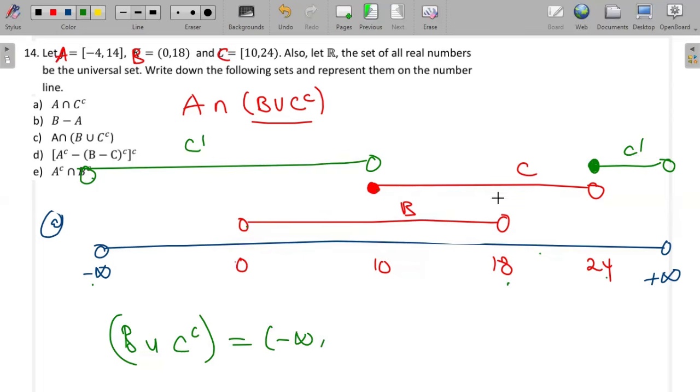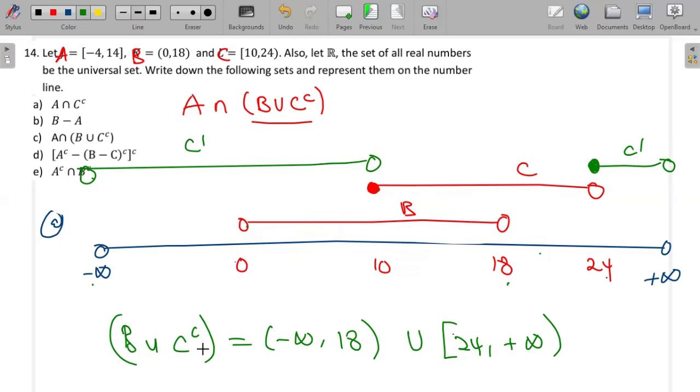So B union C complement, the first part, will be from minus infinity, comma, all the way to 18. But this 18 is not included, so I'm going to write 18 with a curved bracket. Then union this other part of the C complement. Remember the B is within here. Then union this part, starting at 24, included, all the way to positive infinity. So this here is my B union C complement.